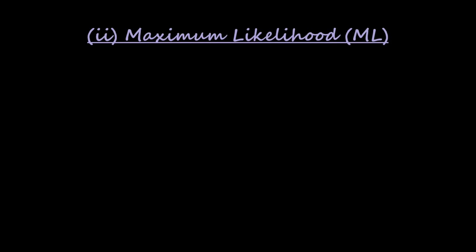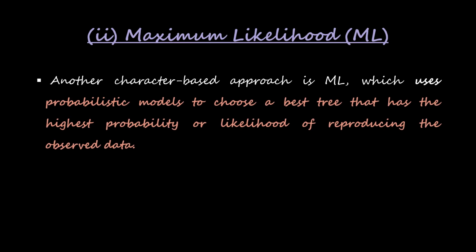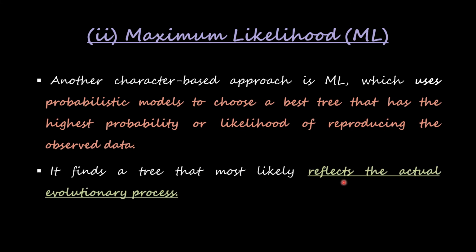Maximum likelihood, or ML, is another character-based approach which uses probabilistic models to choose a best tree that has the highest probability or likelihood of reproducing the observed data. So here we are using probabilistic models to choose the best tree. It finds a tree that most likely reflects the actual evolutionary process. There were some disadvantages with the maximum parsimony method, and the maximum likelihood method covers up for the same.